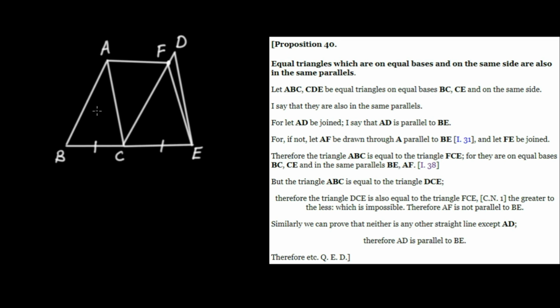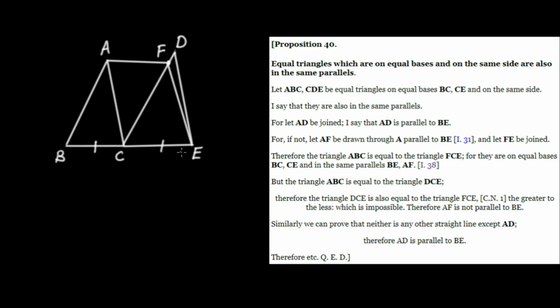Therefore, the triangle ABC is equal to the triangle FCE, for they are on equal bases, BC and CE, and in the same parallels, BE and AF, which we proved by Proposition 38. BC is equal to CE, AF is parallel to BE, therefore the triangle ABC is equal to the triangle FCE. They have the same area. Also recall that it was given that ABC is equal to the triangle DCE, the big one over here. And from this, it follows that the triangle DCE is equal to the triangle FCE by common notion 1.